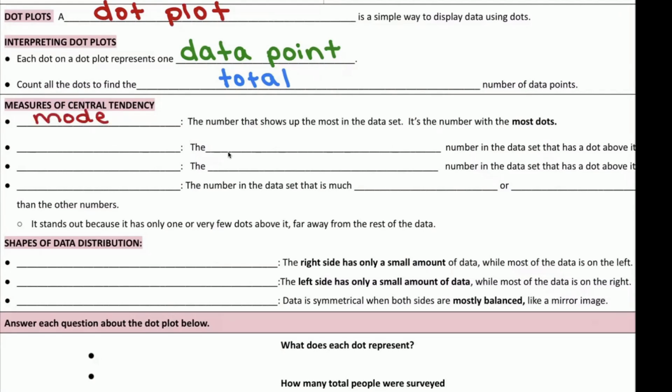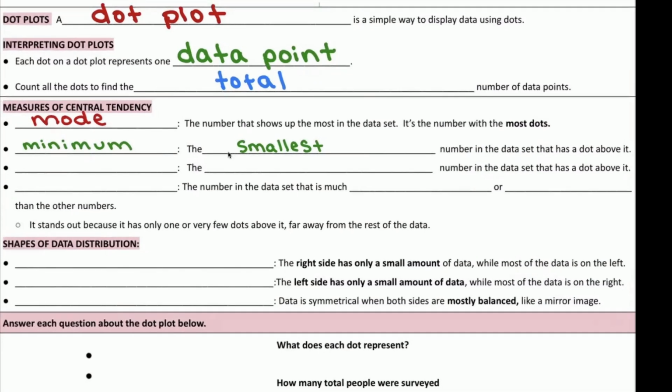Measures of central tendency. The mode is a number that shows up the most in the data set. It's the number with the most dots, mode most. The minimum is the smallest number in the data set that has a dot above it. So not the smallest on the number line, but the smallest on the number line that has a dot above it. And the maximum's the opposite. It's the largest number in the data set that has a dot above it.